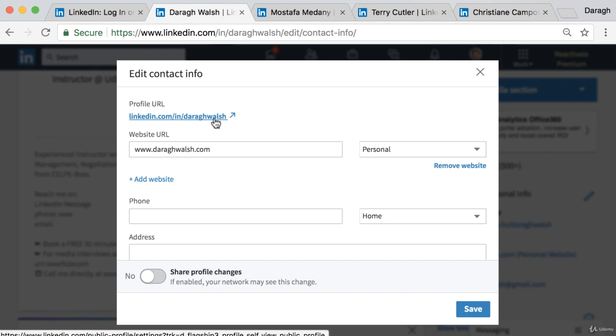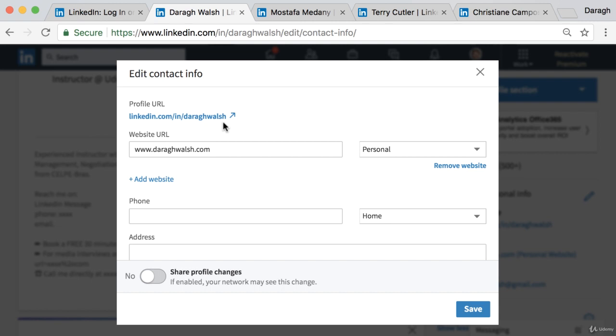Your own name might not be available. Luckily mine was just first name, surname. If your name isn't available, one great tip is just to put your middle initial. My middle name is Michael, so I would just have put Dara M. Walsh, and probably that custom URL would have been available. So use your middle name as a middle initial if your first name, surname is not available.